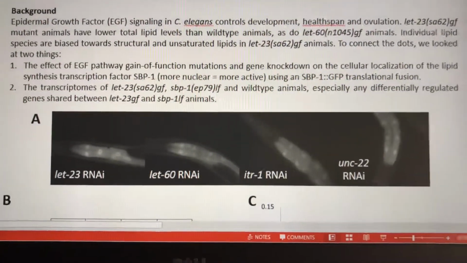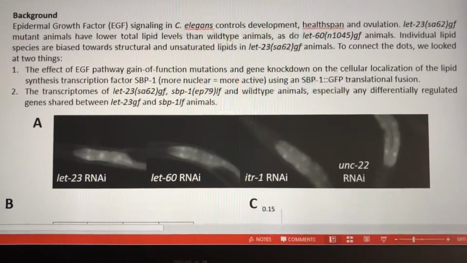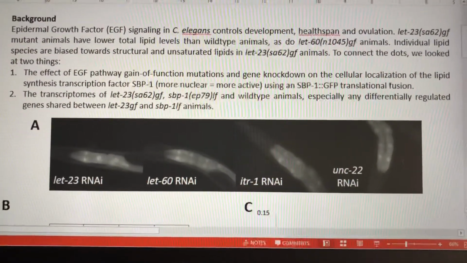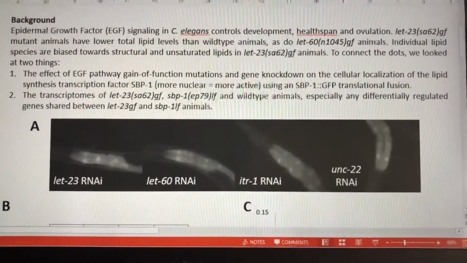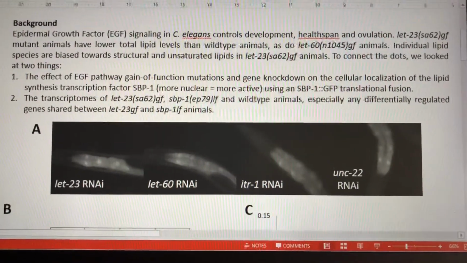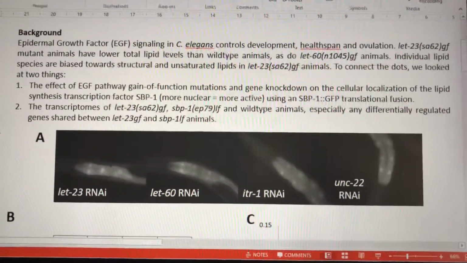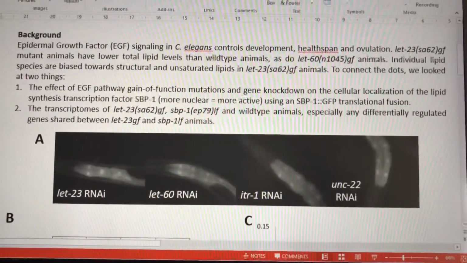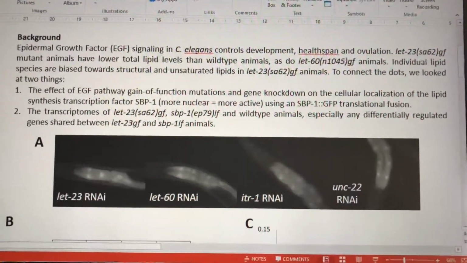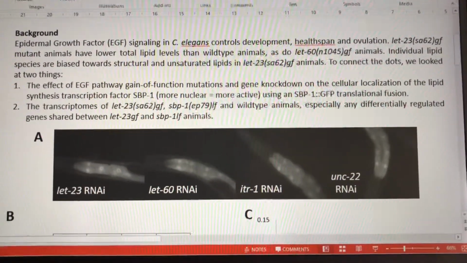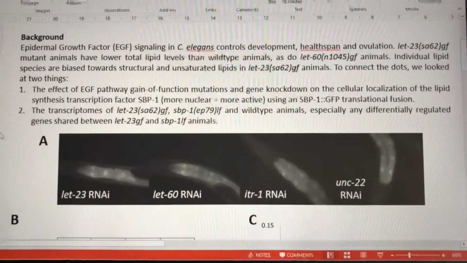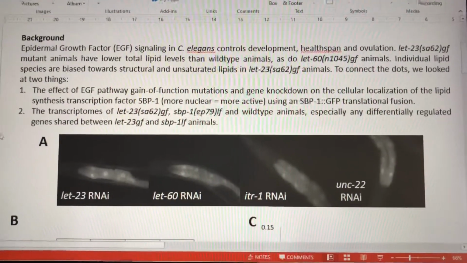The second thing was to look at essentially the output, transcriptionally, of that manipulation. So if we overactivate LET-23, what effect does that have on the transcriptome? What genes are expressed relative to wild type or normal animals, right? And we also included an SBP1, so that's the lipid synthesis transcription factor in worms, an SBP1 loss of function mutant. Okay, and again, look back at our previous poster from the previous worm meeting for more info on that.